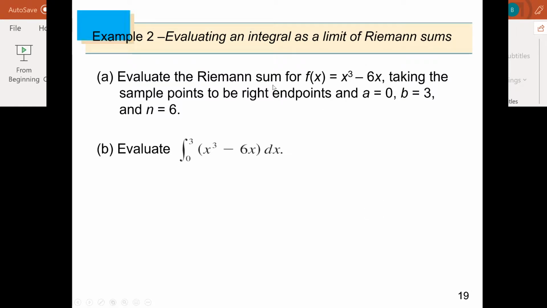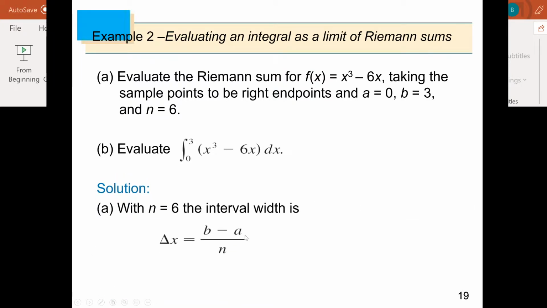Now evaluate the Riemann sum for f of x equals x to the power of 3 minus 6x, taking the sample points to be right endpoints, with a equals 0, b equals 3, and 6 rectangles. Instead of using the integral formula, the power rule, here's the way that we're doing it. The first thing you want to find is delta x, the width. It's an equal width, so it's b minus a divided by n.